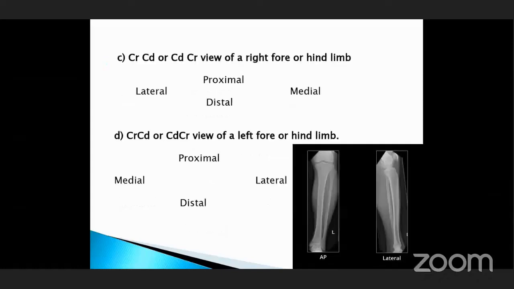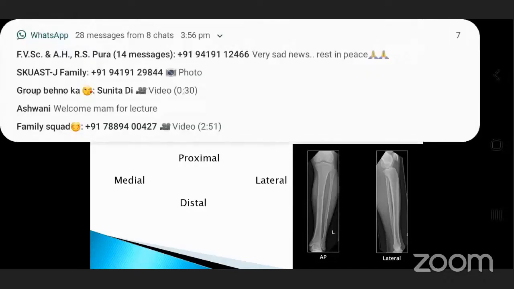Now for the craniocaudal or caudocranial view of long bones or hind limb, the proximal extremity of the bone is upward and the distal extremity is downwards. The lateral extremity is towards the left of the radiologist and the medial extremity is towards the right of the radiologist. For the caudocranial or craniocaudal view of left fore or hind limb, the proximal extremity is upward, the distal extremity is downwards, the medial extremity is towards the left of the radiologist and the lateral extremity is towards the right of the radiologist.